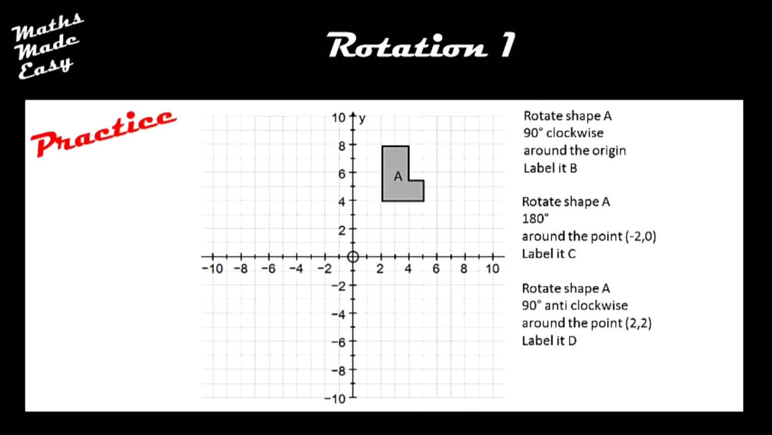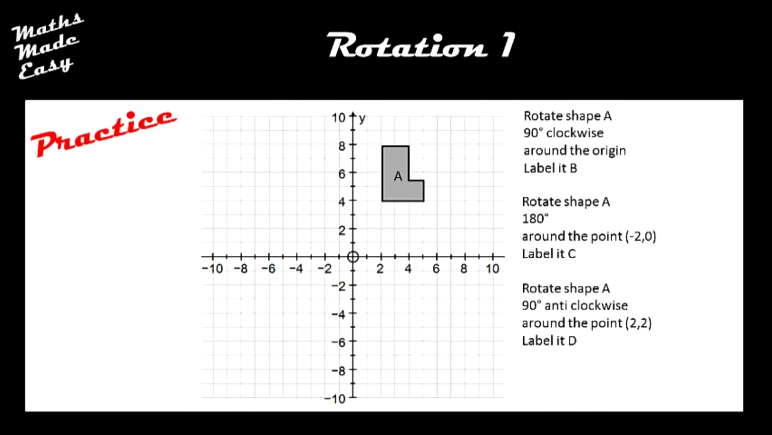Here's a couple of examples for you to have a practice on. Now, you may not be able to use these with tracing paper. What I'd suggest is if you've got some squared paper, copy the grid in, draw my shape A, and then try and do these rotations with a bit of tracing paper that you've borrowed from your maths teacher. You're going to rotate shape A and end up in 3 different positions based on the criteria. Pause the video here, hit play when you're ready to see the solutions.